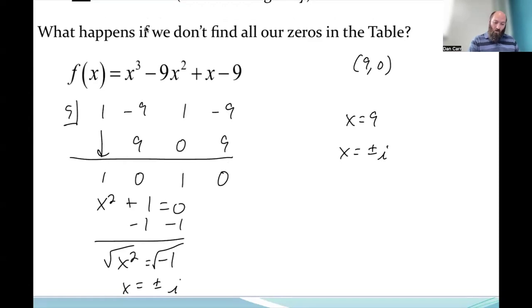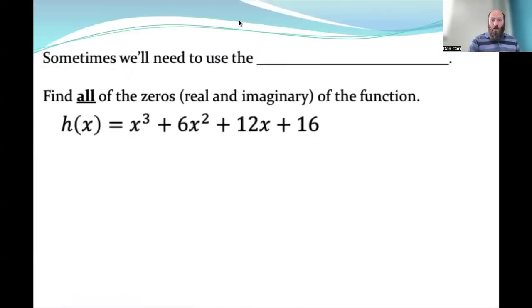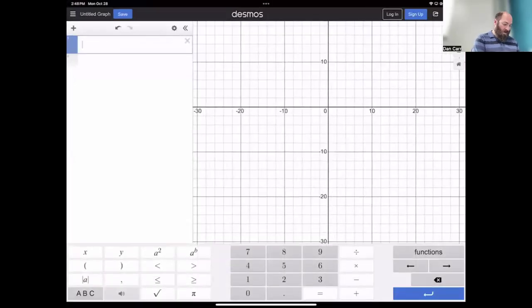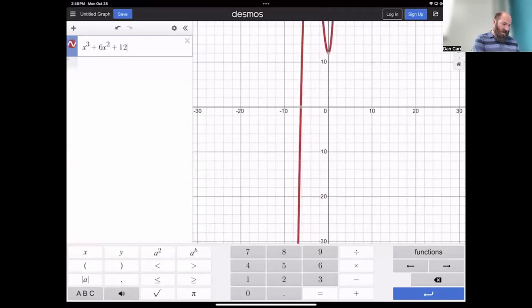Okay, so let's do one more here. With this one, find all the zeros here. Again, sometimes we're going to have to use the quadratic formula. So I first want to go to my graph and take a look at how this looks. So I've got x to the third plus 6x squared plus 12x plus 16.